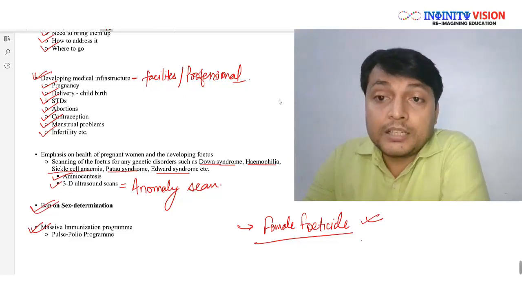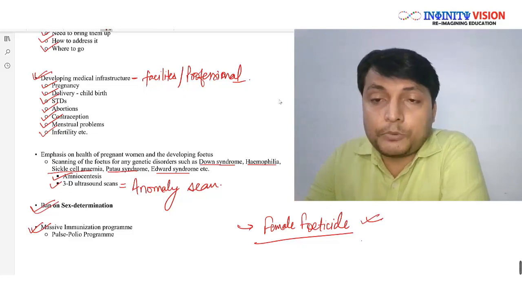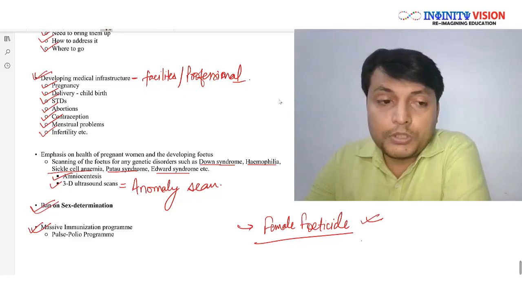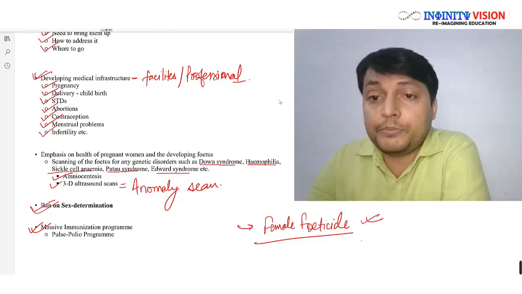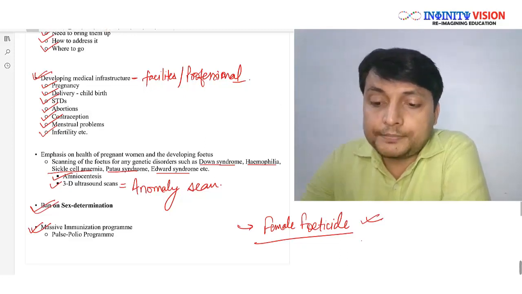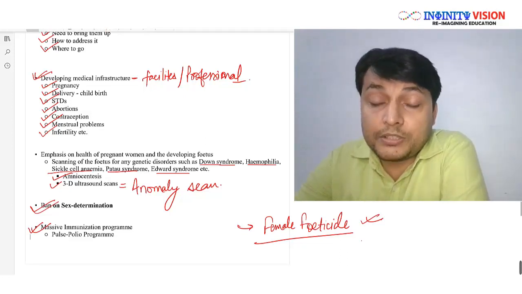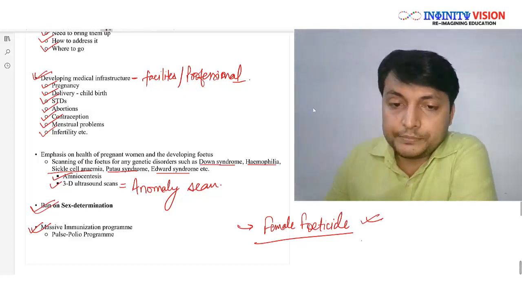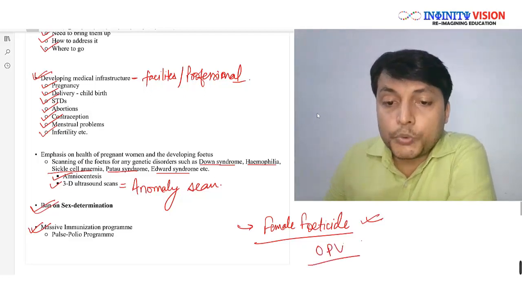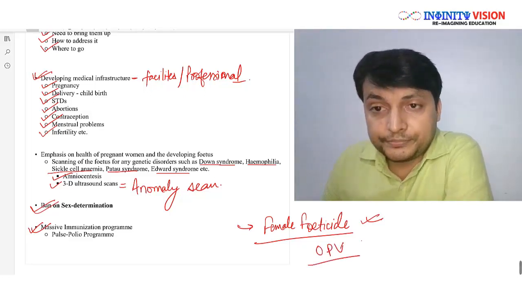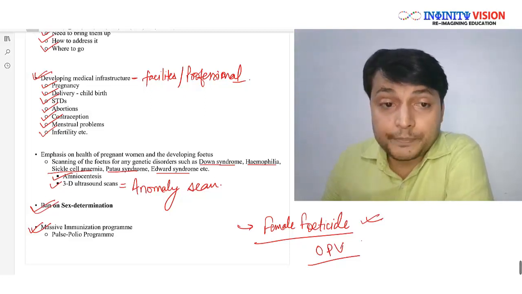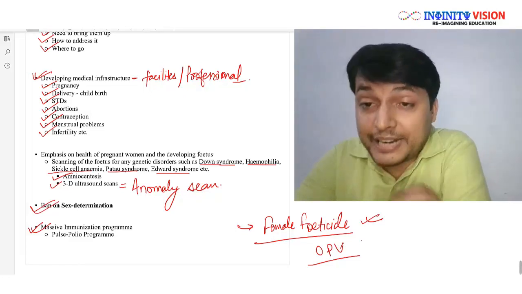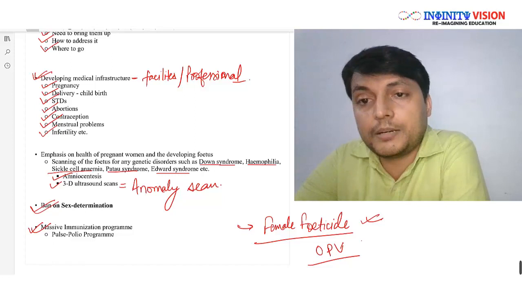You can judge by the pulse polio program how massive the immunization program is in India. Pulse polio is a part of this program, in which the government provides free OPV, that is oral polio vaccine, to each and every child of our country. It happens in many rounds, and because of this the incidence of polio has decreased drastically in India. In fact, India has become polio free.